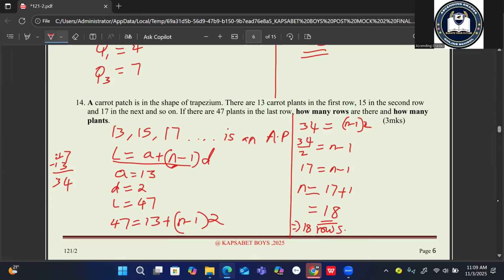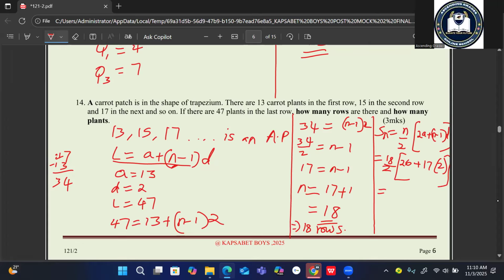So we are also asked to find the number of plants that were there. So it means that we have to find the sum of 18 rows. So sum number that is given by n out of 2 into 2a plus n minus 1, then multiplied by the common difference, that is d. So this one is equal to, our n is 18, so it is 18 out of 2 multiplied by 2a. Our a is 13, so that is 26 plus n minus 1. Our n is 18, so minus 1 is 17 times d, and our d is 2.